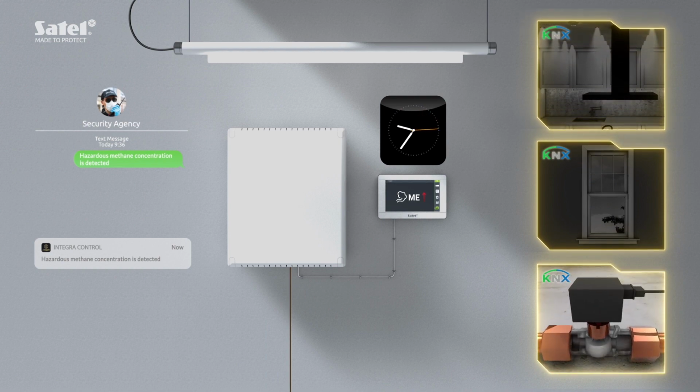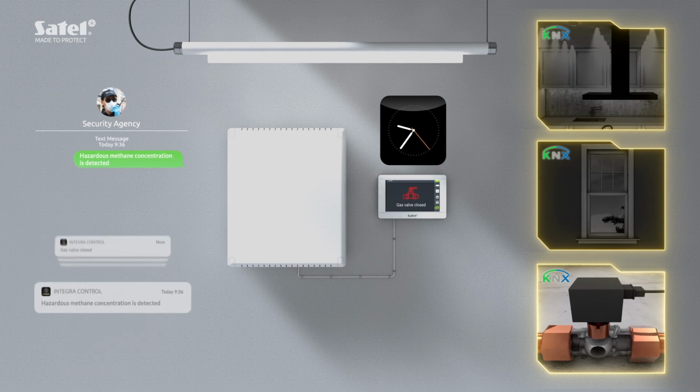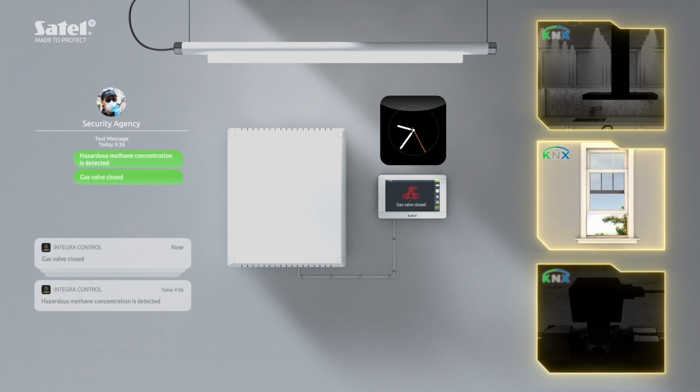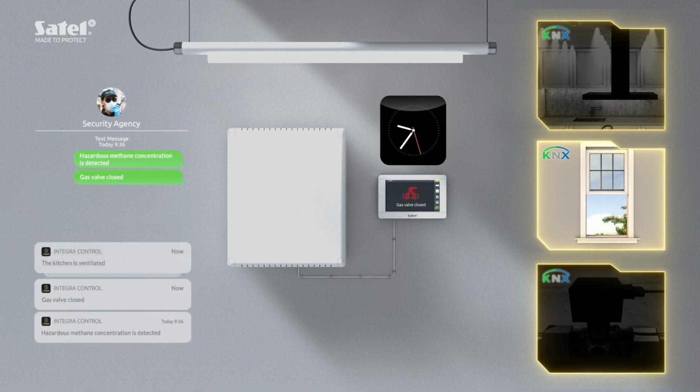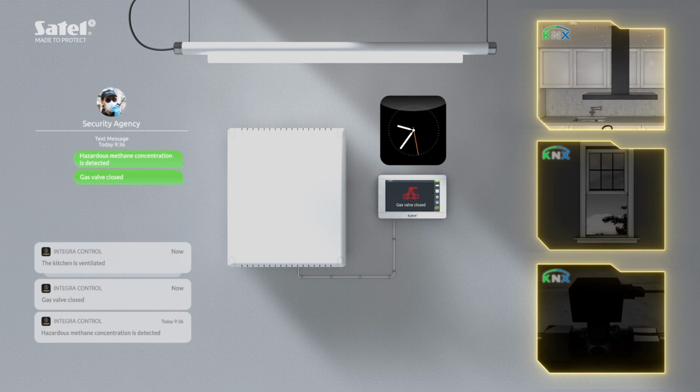The intelligent system automatically closes the gas valve, opens windows and turns on the ventilation system to eliminate the danger as quickly as possible. At the same time, power is switched off in the kitchen to avoid the risk of explosion.